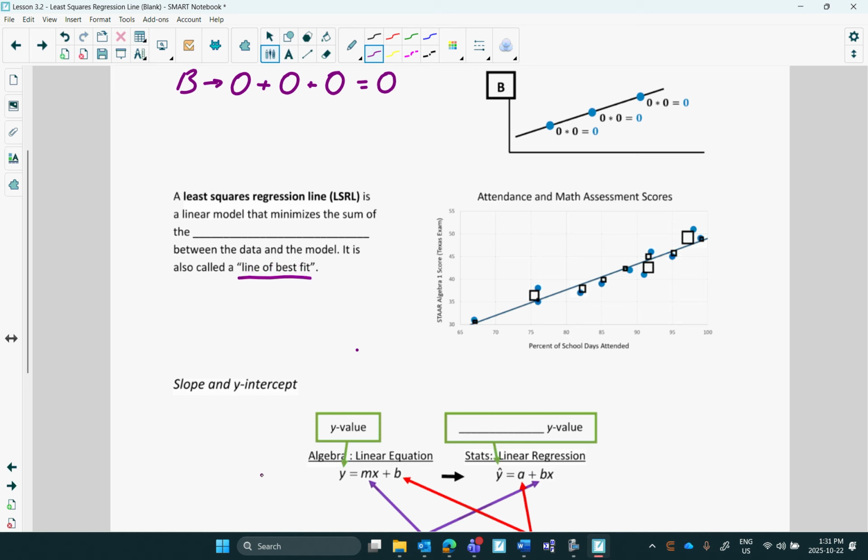Okay, so what you need to know about a least squares regression line, or LSRL, is that it's a line that minimizes the sum of the squared residuals. Not just the residuals, the squared residuals.